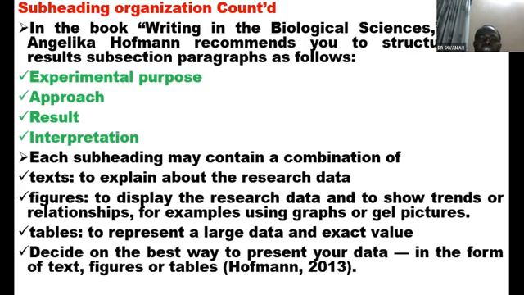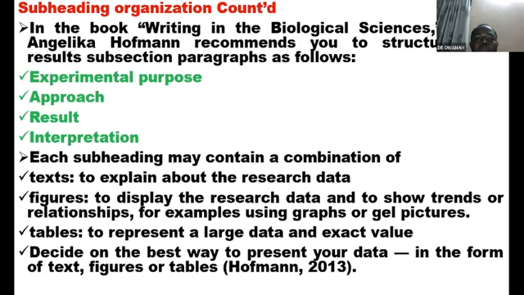Now, subheading organization. In the book, Writing in the Biological Sciences, author Angelica Hoffman recommends that we structure our results subsection paragraph as follows: experimental purpose, approach, result, interpretation. So when you are presenting the experimental purpose, what you had in mind, why you were doing that for the biological parameters: the biological parameters were determined to check for the presence of pathogenic organisms in the water. Then the approach, then the result, then the interpretation.